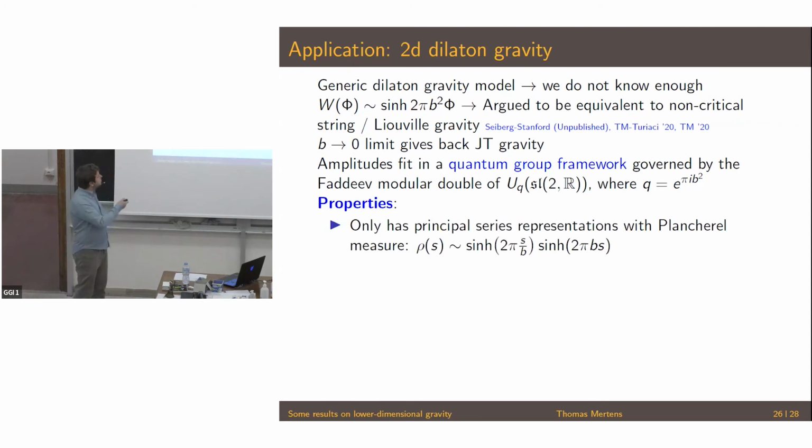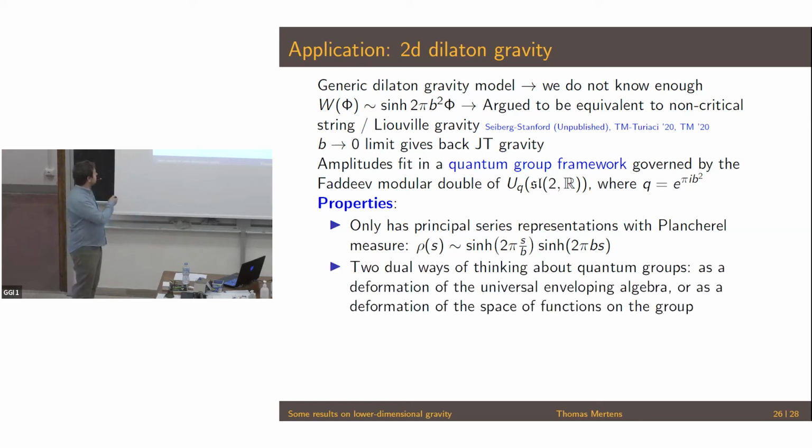Now, this quantum group theoretic object has the following properties that you'll recognize if you compare to the JT case again. First of all, its representation theory only has the principal series representation, so no discrete representations again. And its Plancherel measure is sinh times sinh. So this is very close to the thing we had for this semigroup, and not for full SL2R.